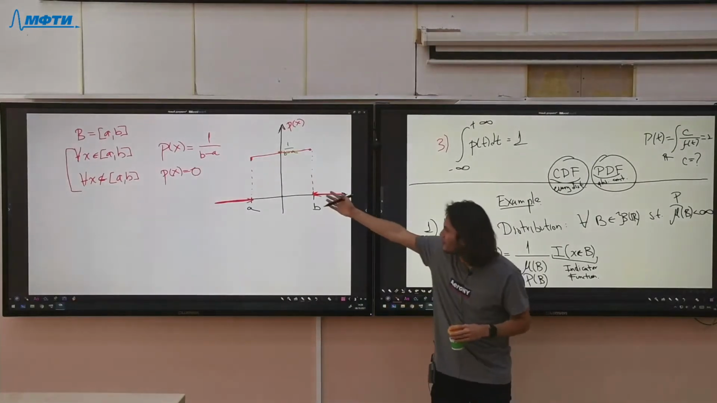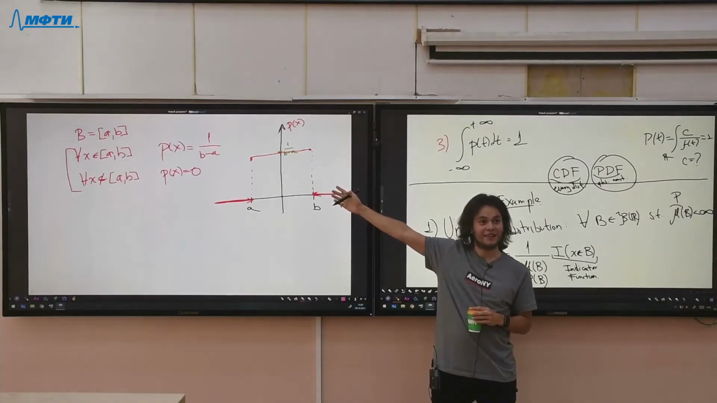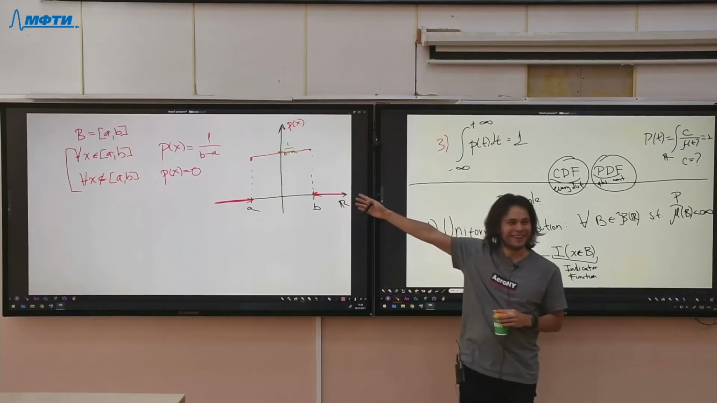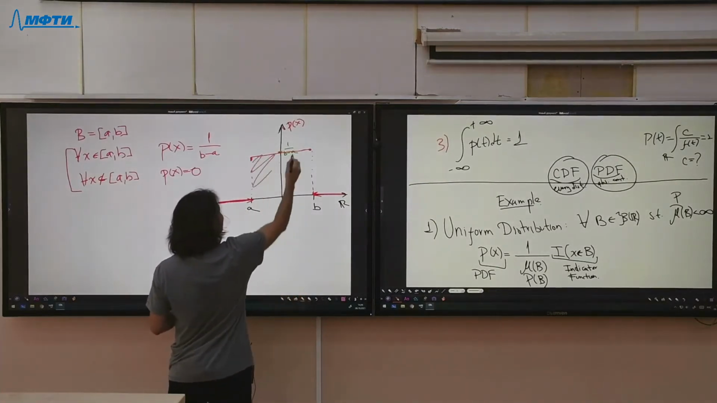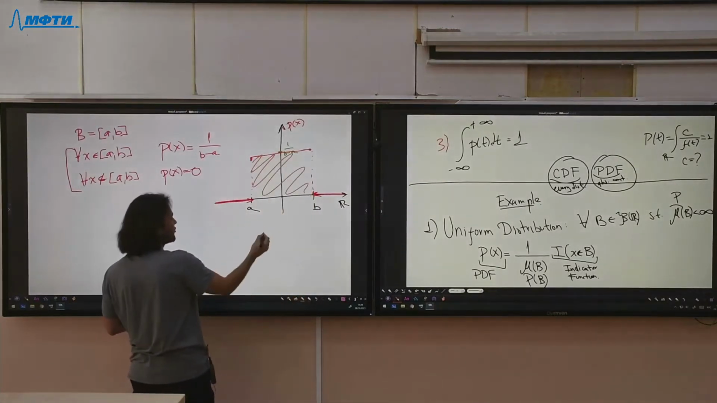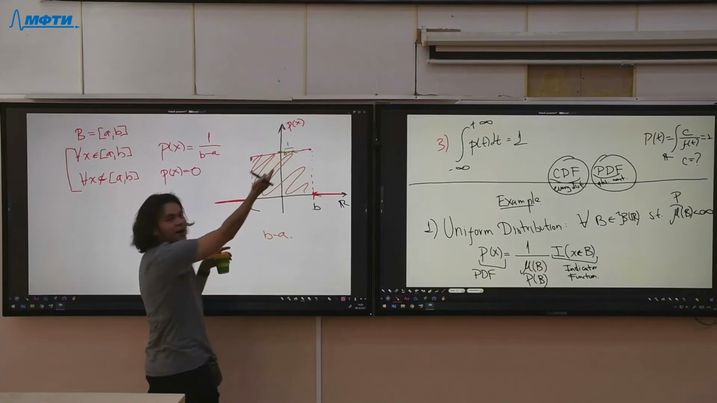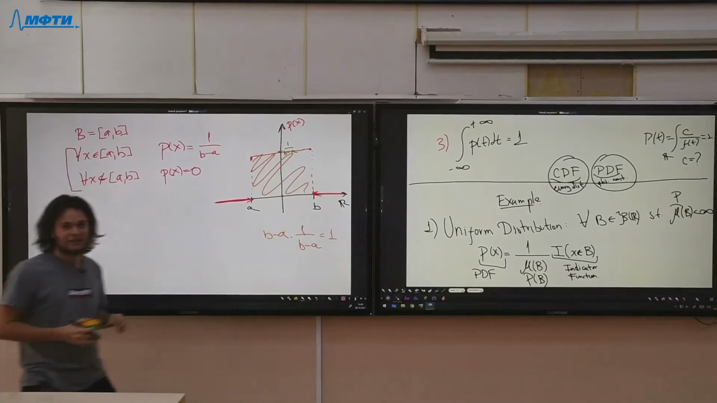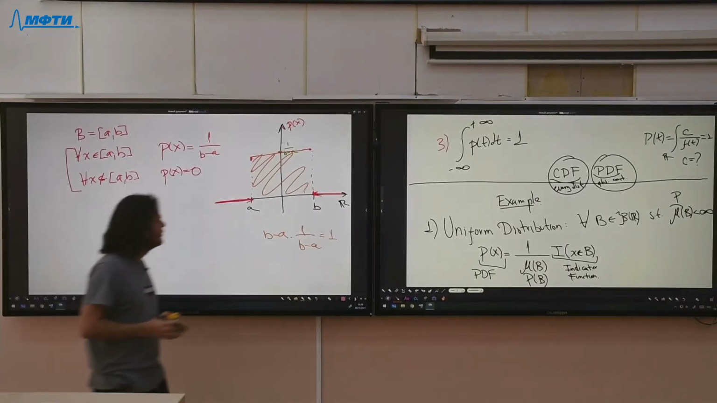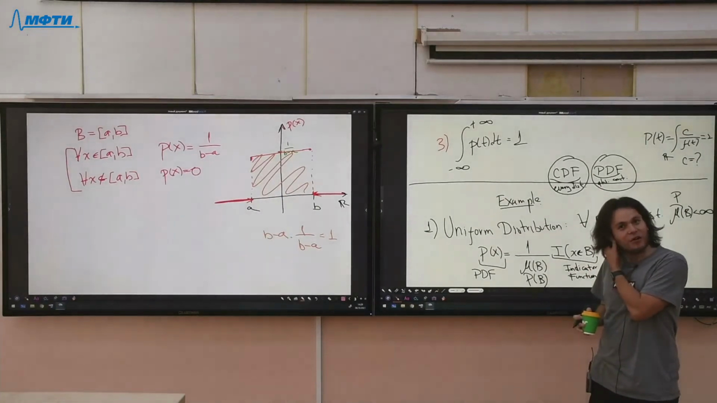No, I mean, look at this function. What is the integral of a function? Again, look at the function. It's the area, right? This area. What is this area here? So we have b minus a times the height, which is 1 over b minus a. So this is 1, right? So the integral of this function is 1, right?